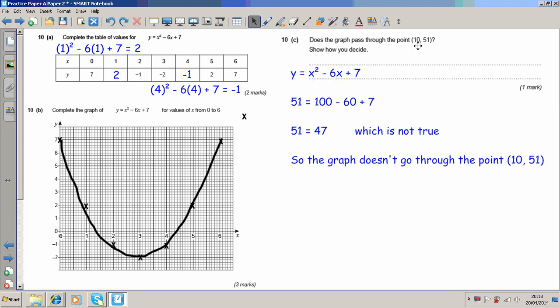Okay, so in other words, you plug in your x and y values into the rule and see if it holds true or not. If it's true, then it goes through that point. If it doesn't, then it doesn't go through the point.